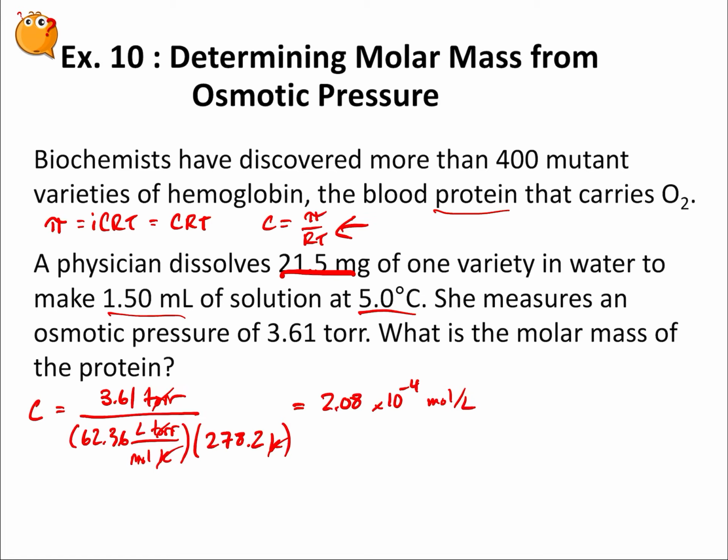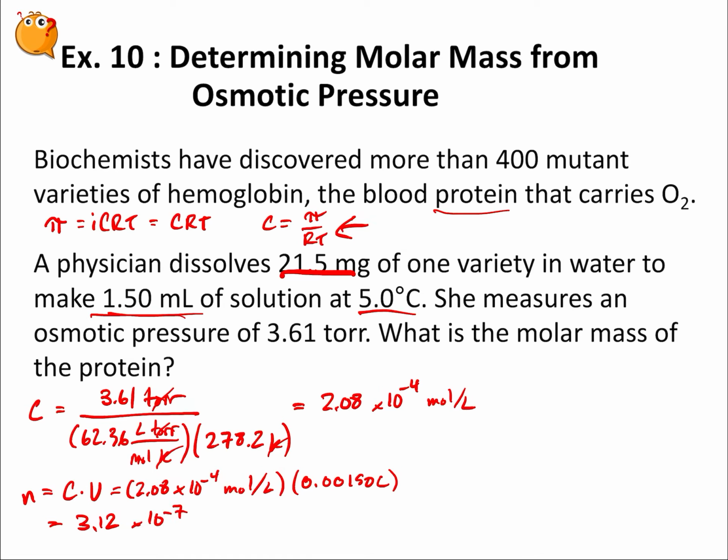So from this and the volume, we can get the number of moles, where n is equal to concentration times volume, which is 2.08 times 10 to the minus 4 moles per liter times the volume, which is 1.50 mL, or 0.00150 liters. And that gives us a quite small number of 3.12 times 10 to the minus 7 moles.